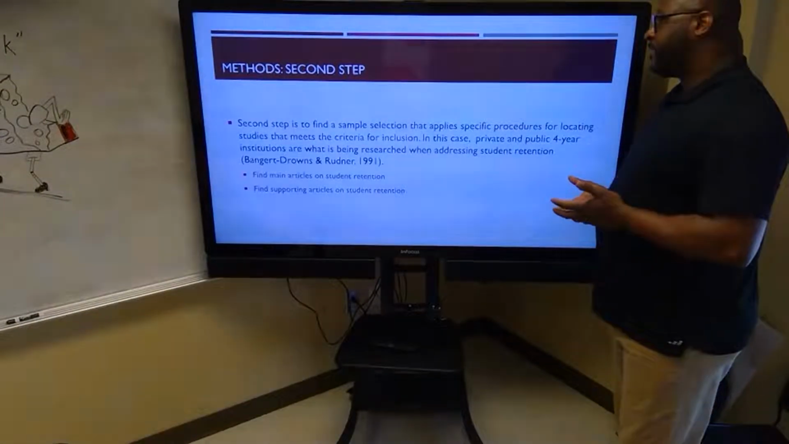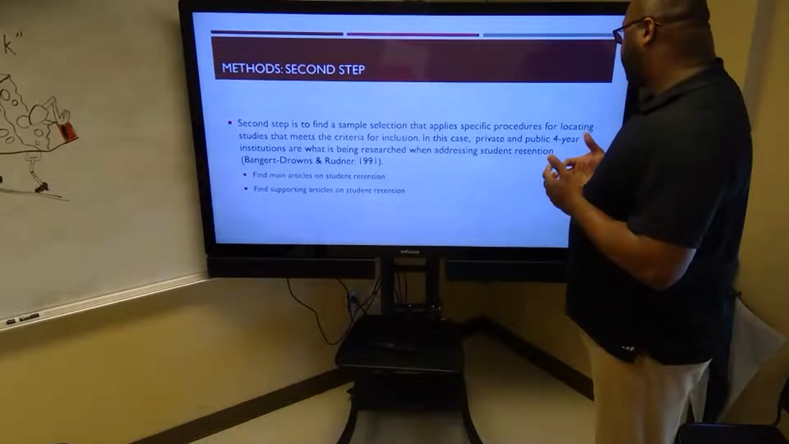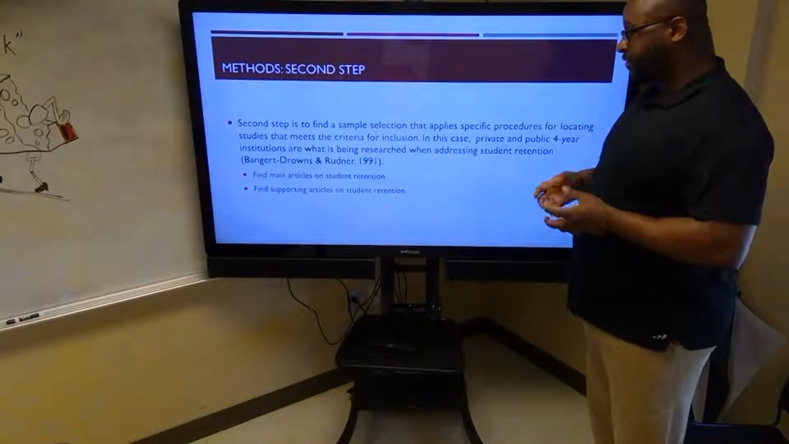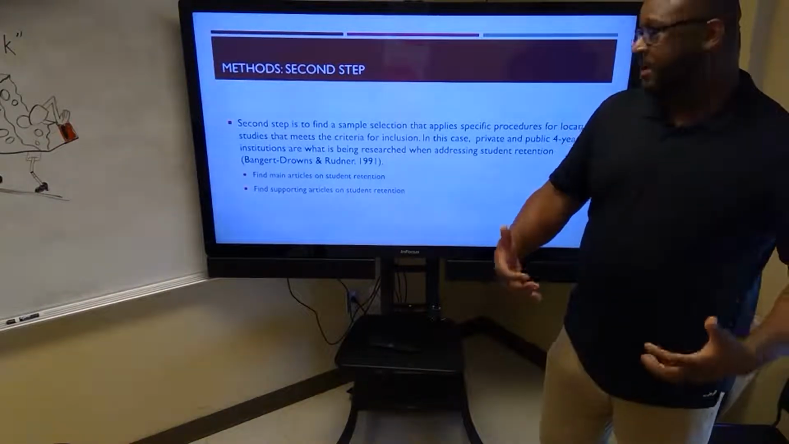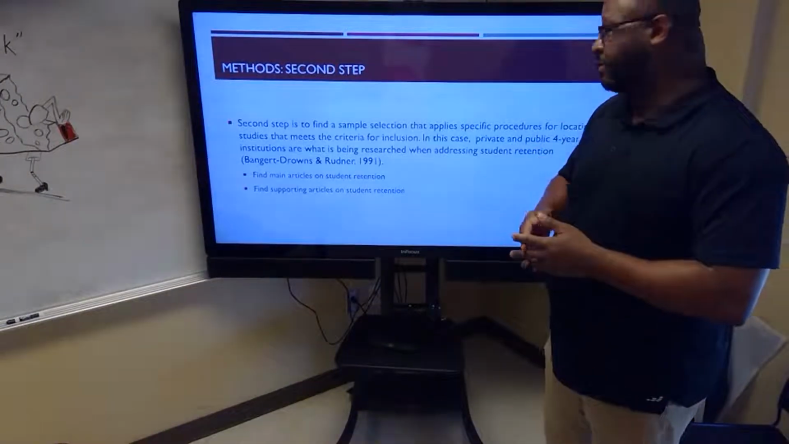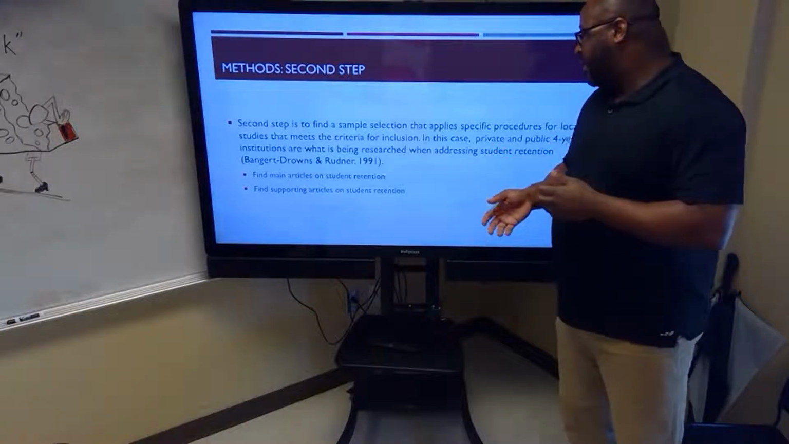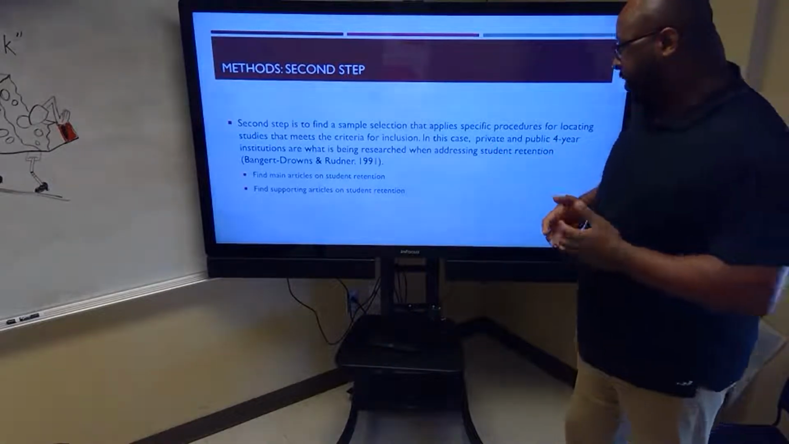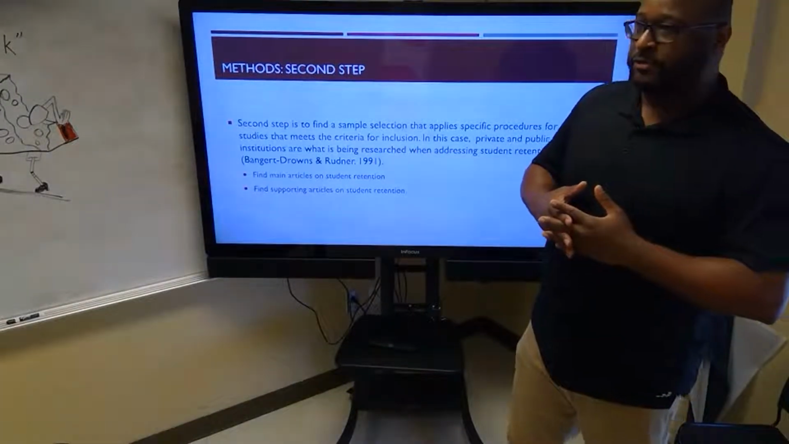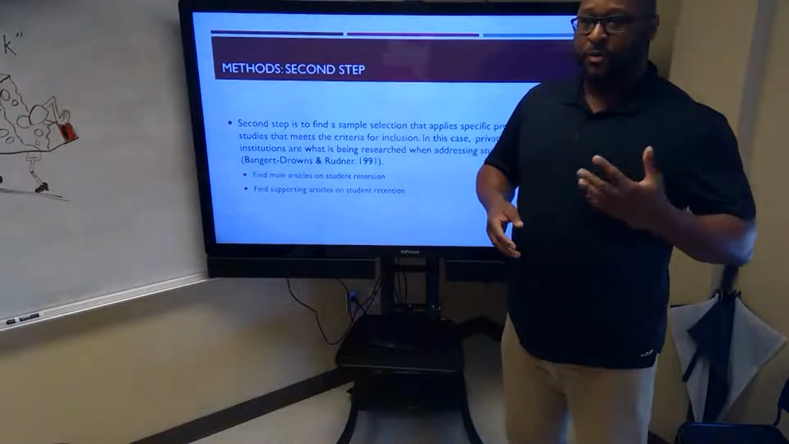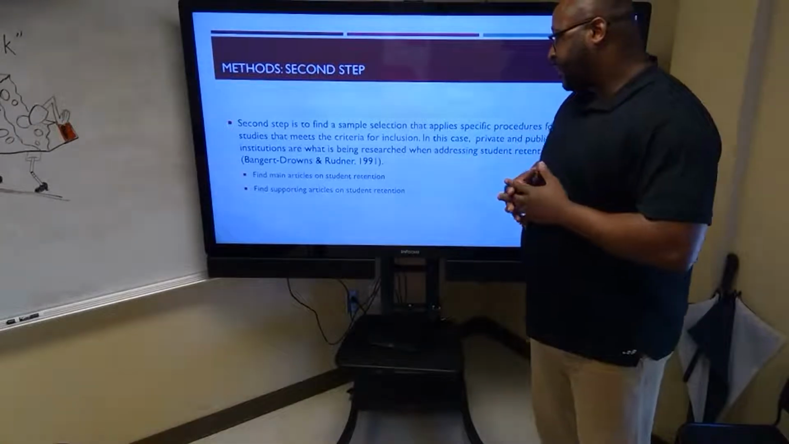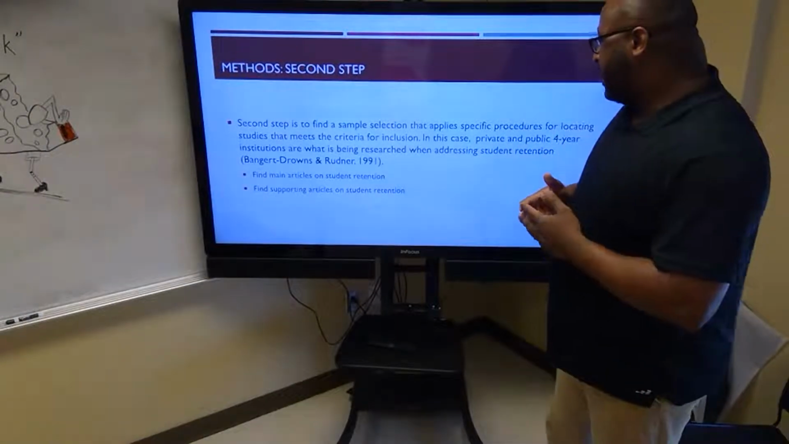The second step deals with sample selection, which applies specific procedures for locating these studies and meeting the criteria for inclusion. In this case, because I don't have students within a classroom, I had to use the research. The research I was looking for was on 4-year public and private institutions and what is being researched when it comes to student retention. So one thing I did was find main articles on student retention using multiple journal databases such as ERIC, ProQuest Central, Google Scholar, and things of that nature. And then I did the same thing to find supporting articles on student retention.